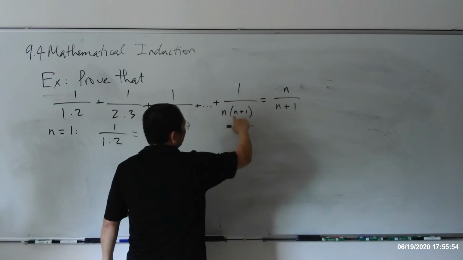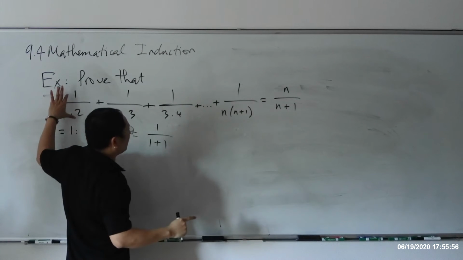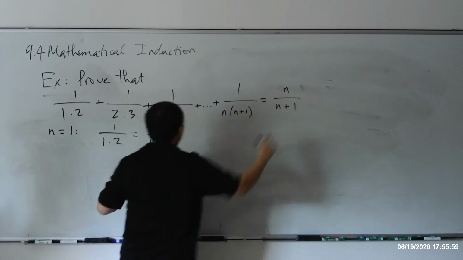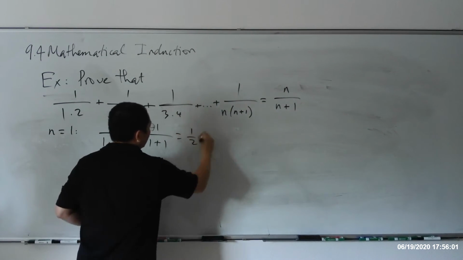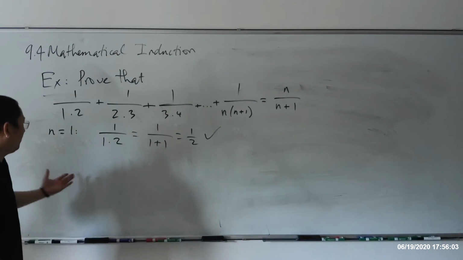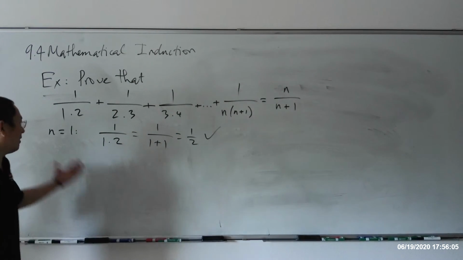I'm looking at n equal to 1, right? On the left-hand side, one fraction. Right-hand side, 1 over 1 plus 1, equal to 1/2. Awesome. It's good. And if you think it's not enough, you can check for more, but I claim this is enough.